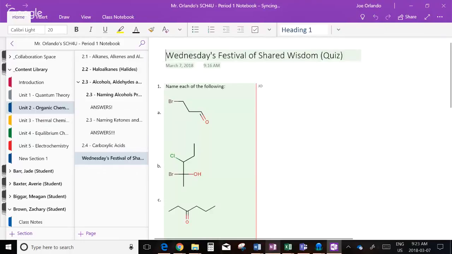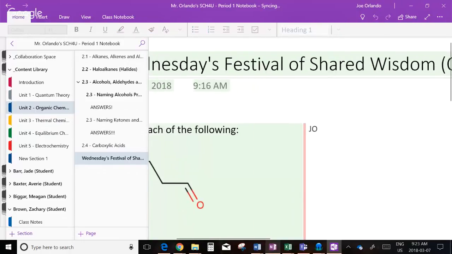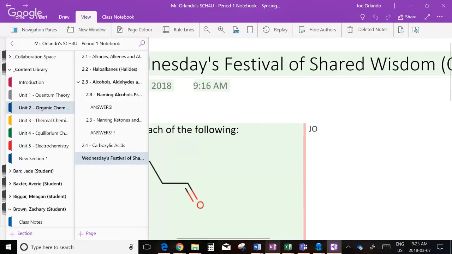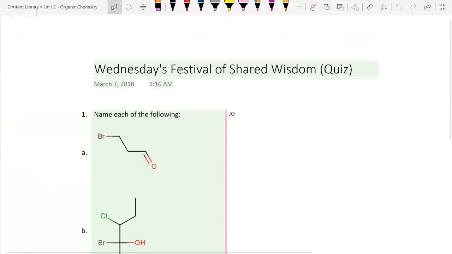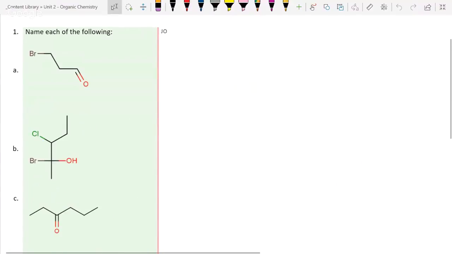So I'm calling this our Festival of Shared Wisdom. Isn't that nice? So it's a festival of shared wisdom.